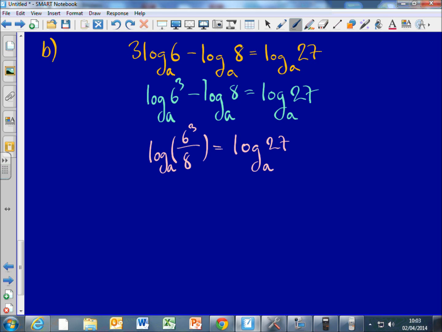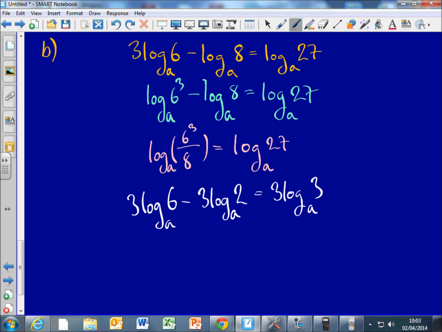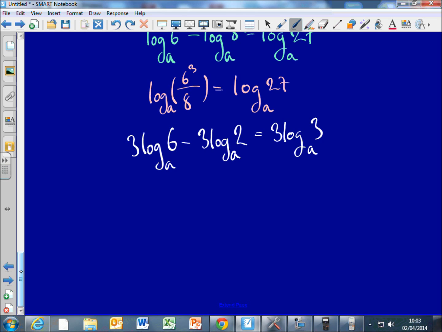I think there's a slightly quicker way of doing it, which I'll just go through now. If you leave that 3 log a like that, and then write this one, because it's log of 8, you can write this as 3 log a 2. Do you agree with that? Because 2 cubed is 8. Yeah? And what about the last one? Can we write that with a 3 in front? Yeah. Okay. And then I can get rid of all the 3's because I can divide everything by 3.